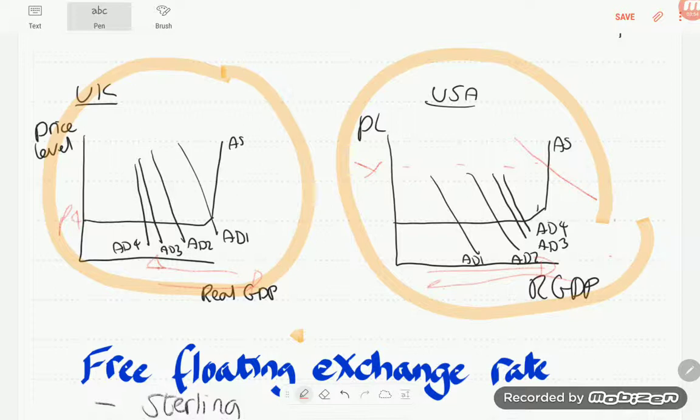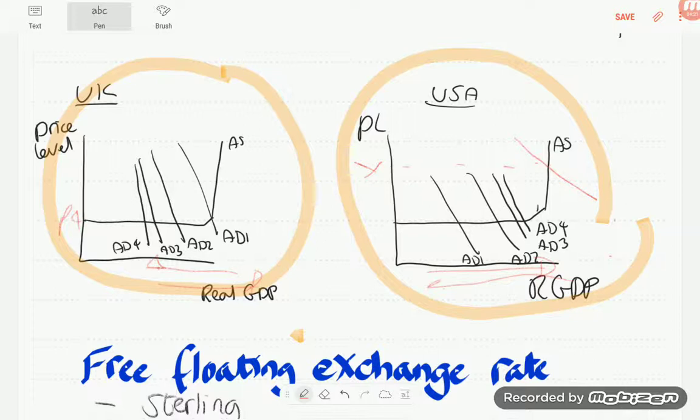The final thing to note is that with a free floating exchange rate, there can be no overall balance of payment disequilibrium. In other words, the balance of payments will self-correct. So the UK, as it was importing American goods, might have experienced a current account deficit, whilst the US was experiencing a current account surplus from selling all those trainers to the UK.